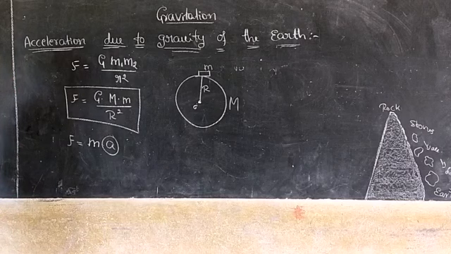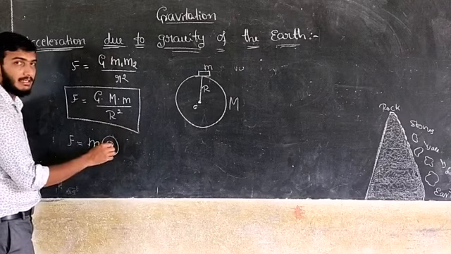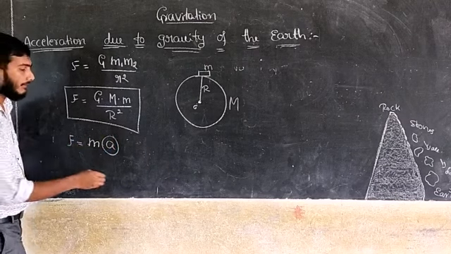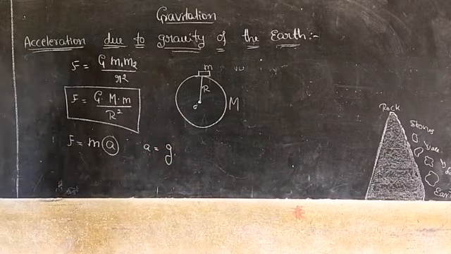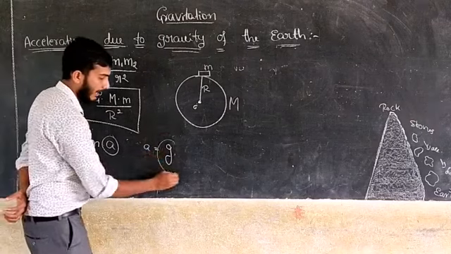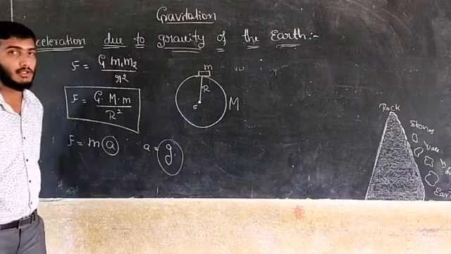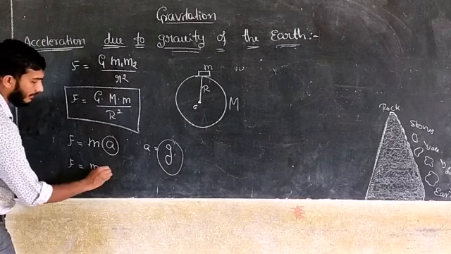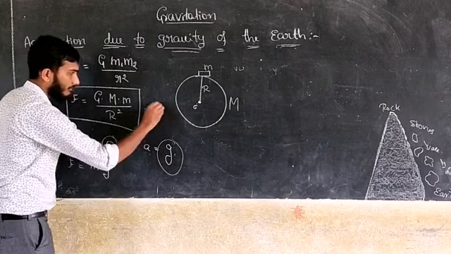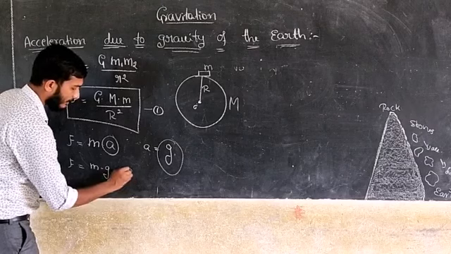The object is moved in any direction, so F is equal to m into a. But here, the acceleration, in the chapter of gravitation, is a equal to small letter g. It is called acceleration due to gravity. This is a representation for acceleration due to gravity. So we can represent here F is equal to m into g. It is equation number 1. From the universal law of gravitation, it is equation number 2.